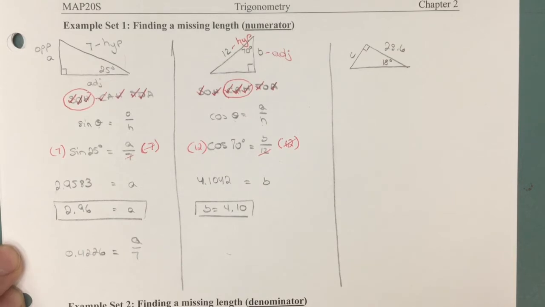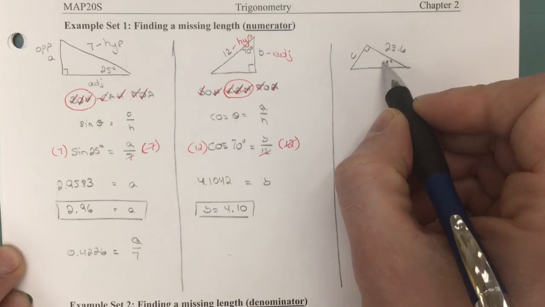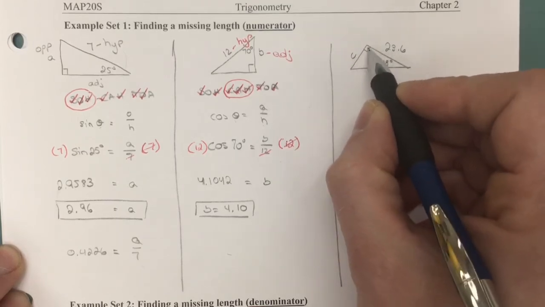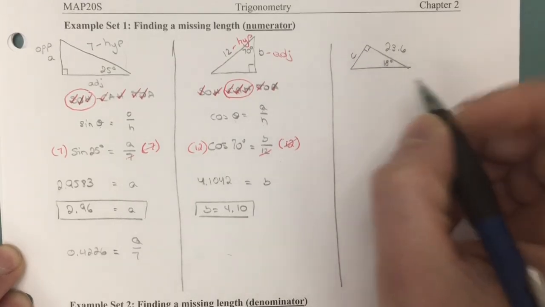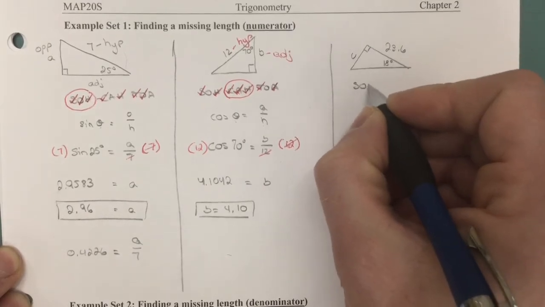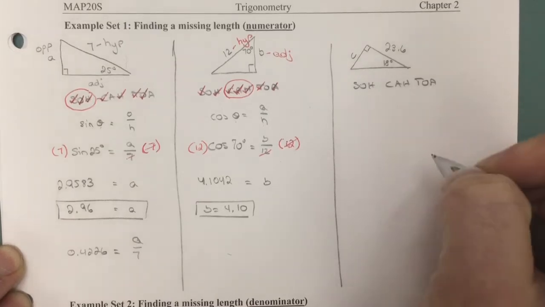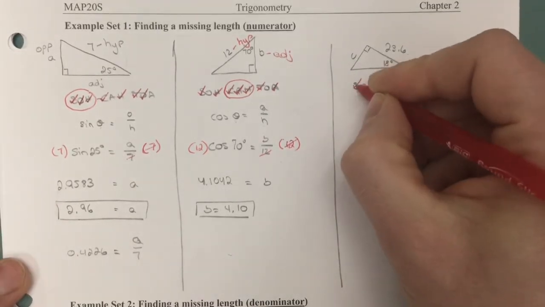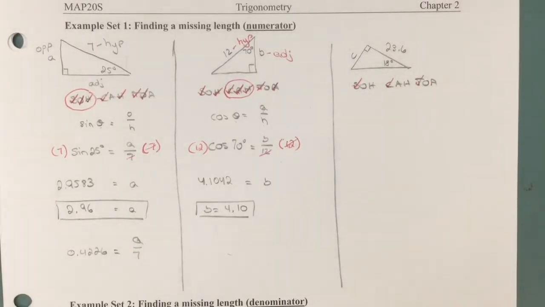All right, let's go to the last example in this case. What we have here is an angle of 18 degrees with this length being 23.6 and this length being C. We don't know this length, but we want to find it. And so we will start again with the acronym SOHCAHTOA. Since we have an angle, we can find out the ratios, the sine, the cosine, and the tangent. We can find that ratio using our calculator.